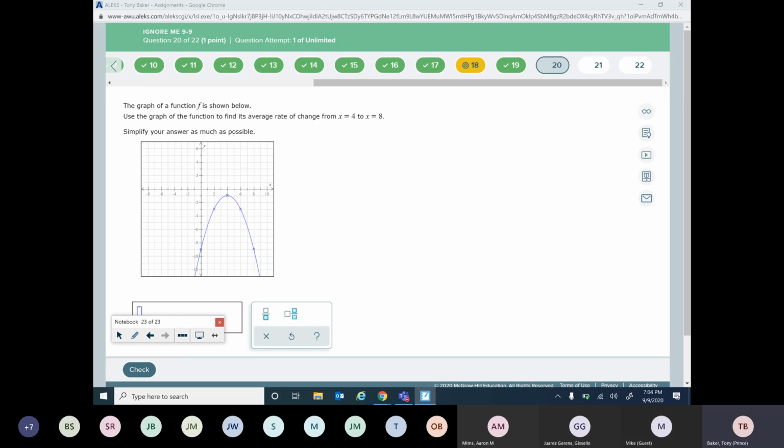If they give it to you on a graph, like they do this one, you don't even have to solve it. You actually can just count or look at it on the graph. I'm actually just going to literally count this one. So it's the change in y over the change in x. So we're going from 4 to 8. So from 4 to 8. So I'm going down 8. So that's negative 8. And over 4. So my average rate of change there is negative 2.